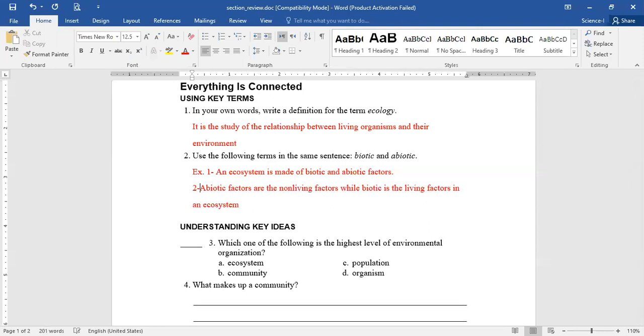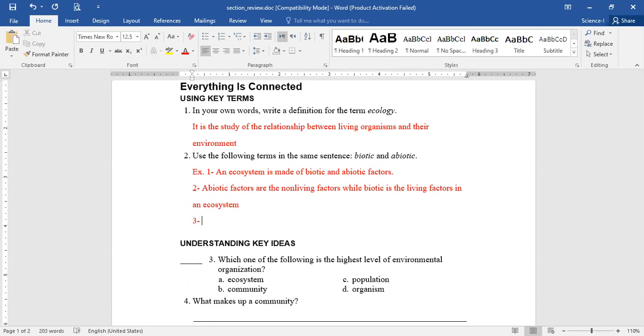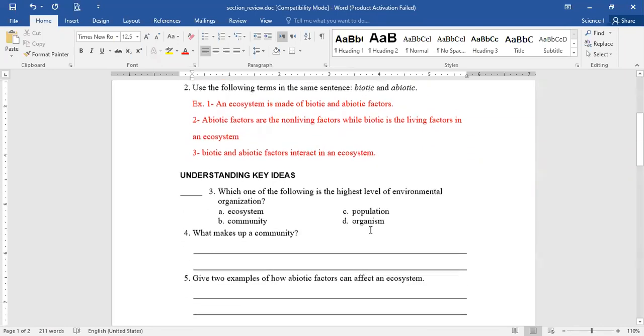For example, biotic and abiotic factors interact in an ecosystem. Is it clear, guys? We have a lot of alternatives that you can use in this question. Whatever you write in a statement that reflects your understanding of the 2 terms, biotic and abiotic. Then let's pass to question number 3.